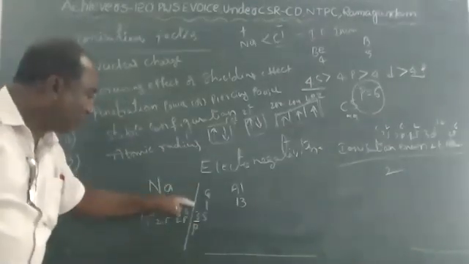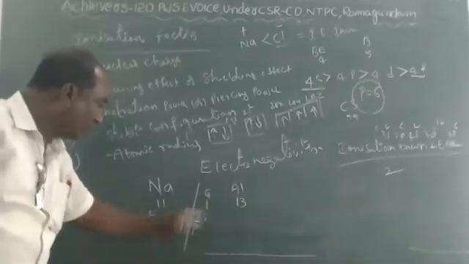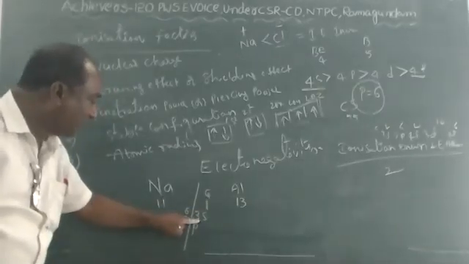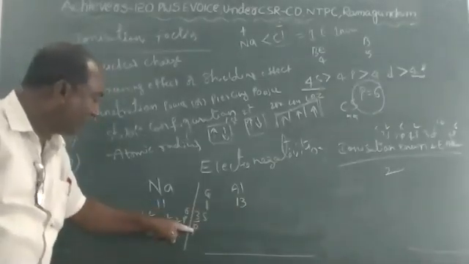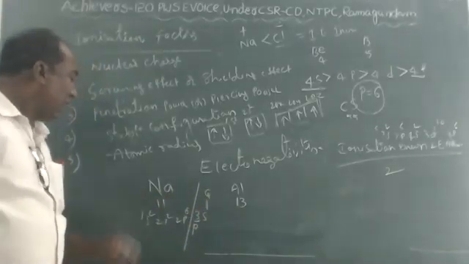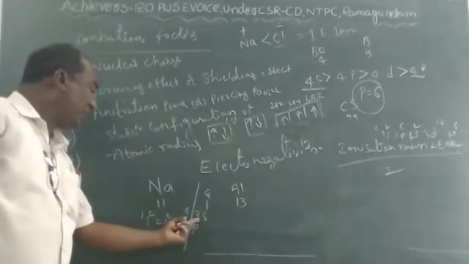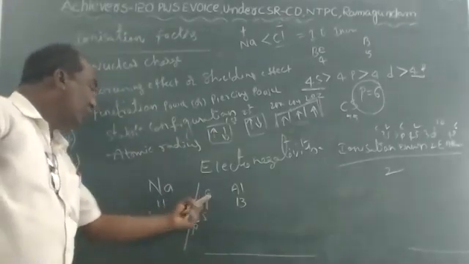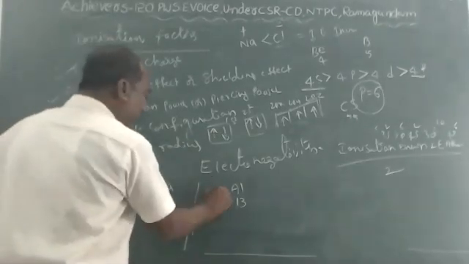The outermost shell is 3s, and number 3 is the principal quantum number. It is expressed as the period, and the outermost shell electron is expressed as the group. According to this, sodium belongs to the third period and first group, group 1.